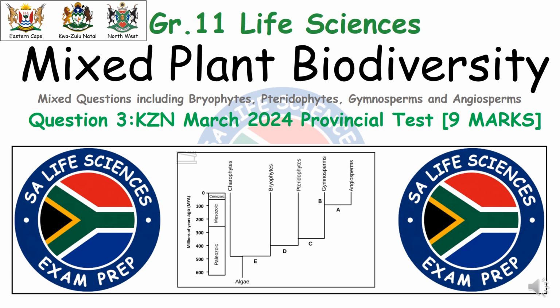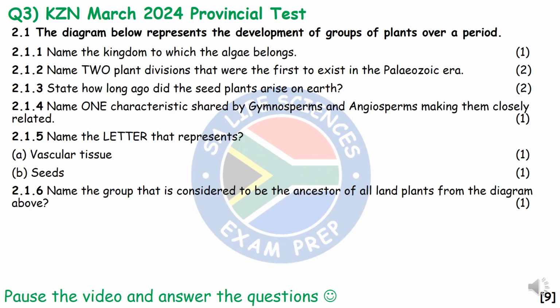In this video, we will be working through a question from the KZN March 2024 Provincial test. This question is worth 9 marks and will assess your knowledge of cladograms or phylogenetic trees. So let's jump into it. We are given 6 questions. I would like you to pause the video and use the phylogenetic tree to answer the questions.